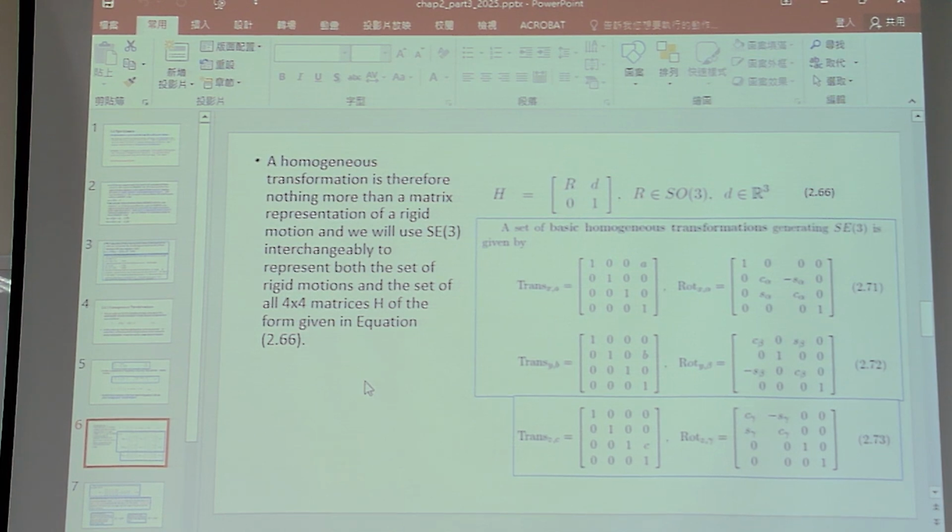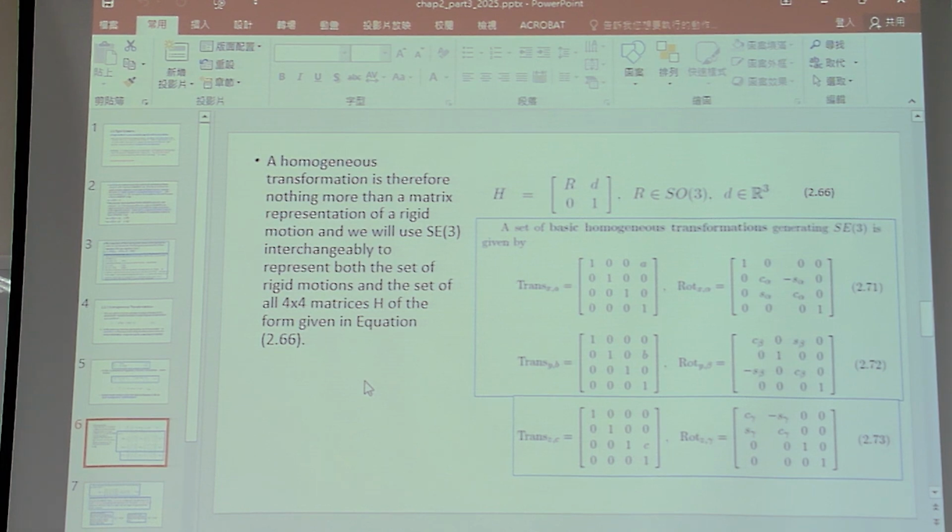H is a weird matrix. H, although it is 4 by 4, but for the original R, the capital R, is 3 by 3. So if you can realize this one, then you are on a successful way, I would say. Because you already know, okay, this is just the representation of the matrix, and I know this is a rotation matrix, and the D is for the translation matrix.